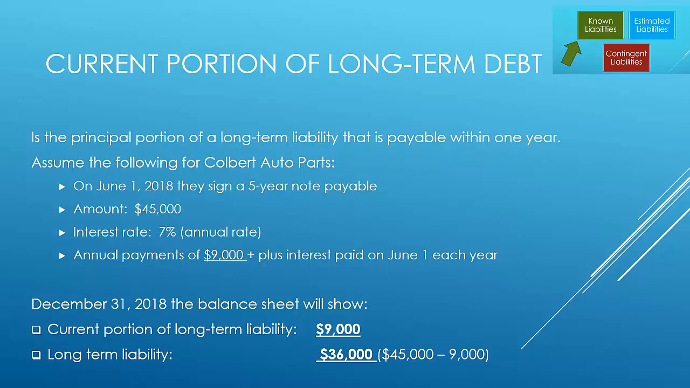In this case, it's slightly different. It's a note and they're only going to pay once a year, but you kind of get the idea. So my point is that there's going to be a current portion of that long-term liability. In this example, that would be the $9,000 of the annual payments, and then the other portion would be listed as the long-term liability. So you could have a long-term liability, but if a certain portion of that is due within a year, that portion is considered the short-term liability.